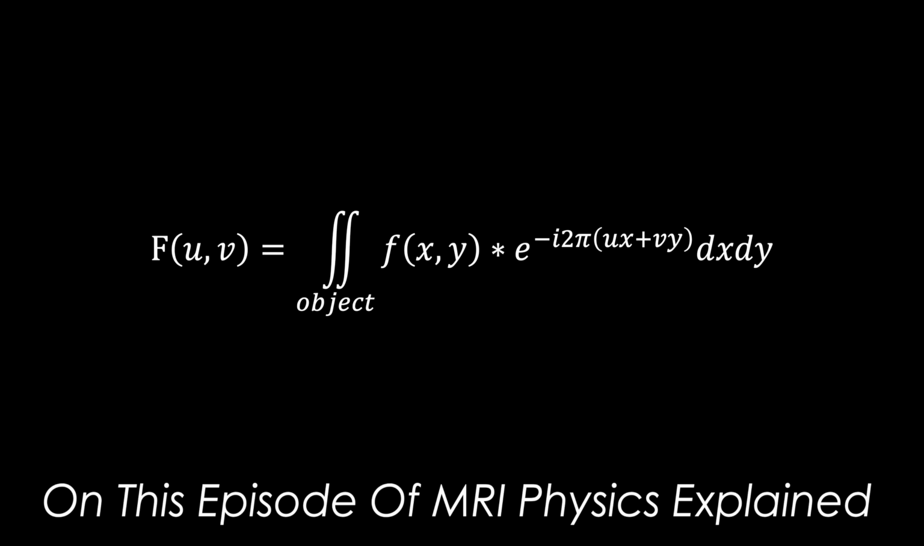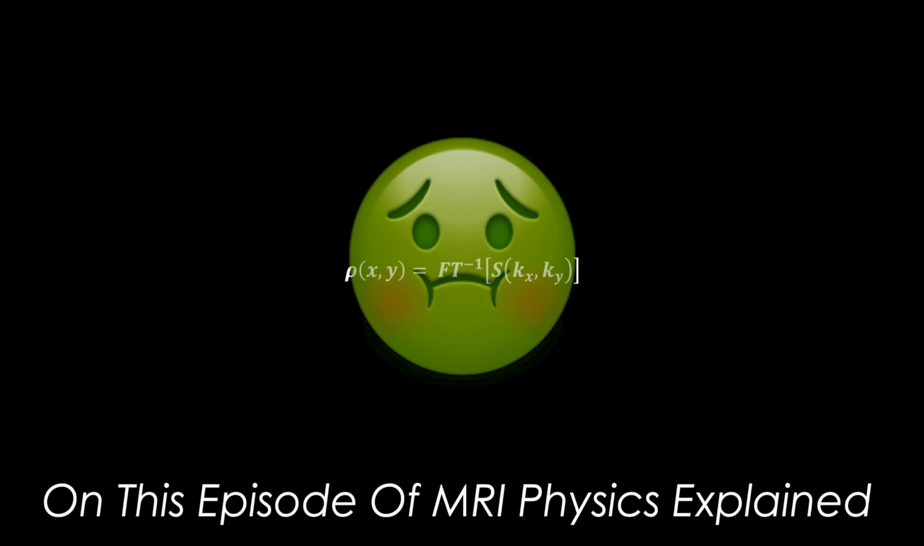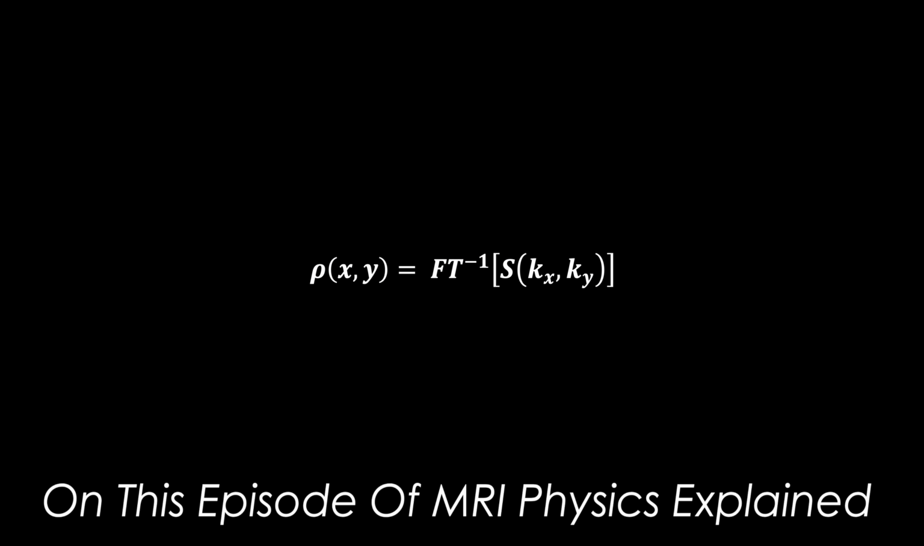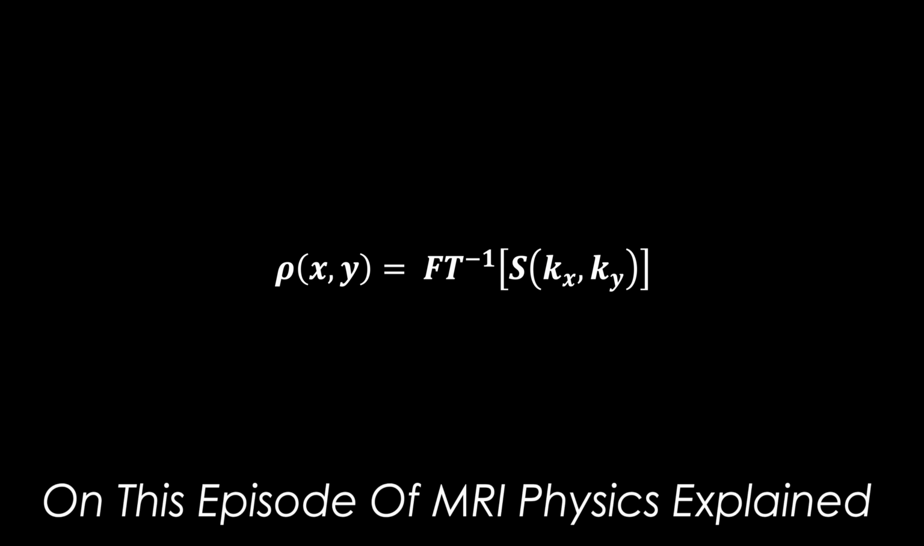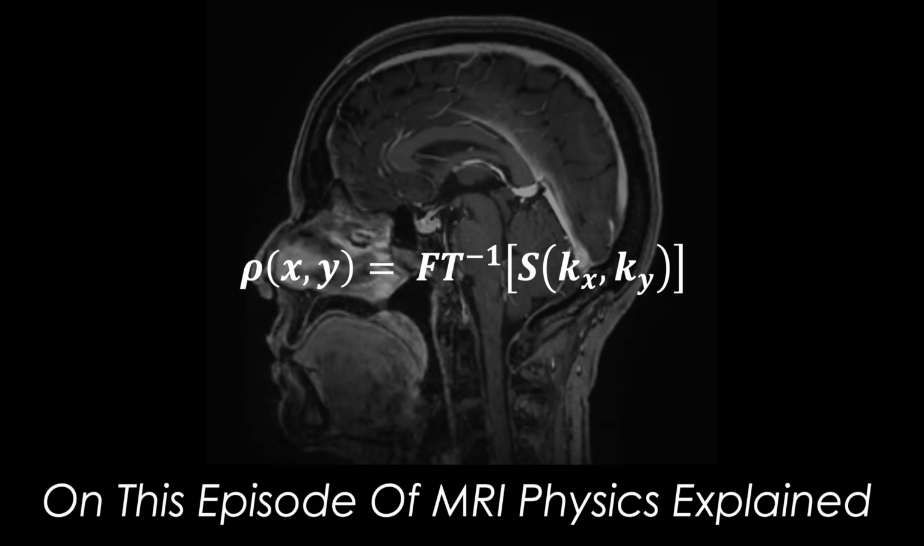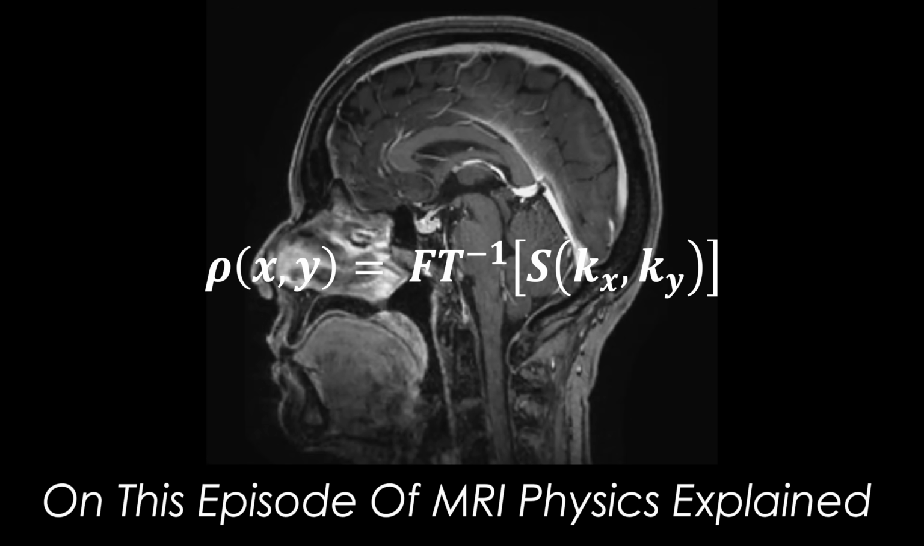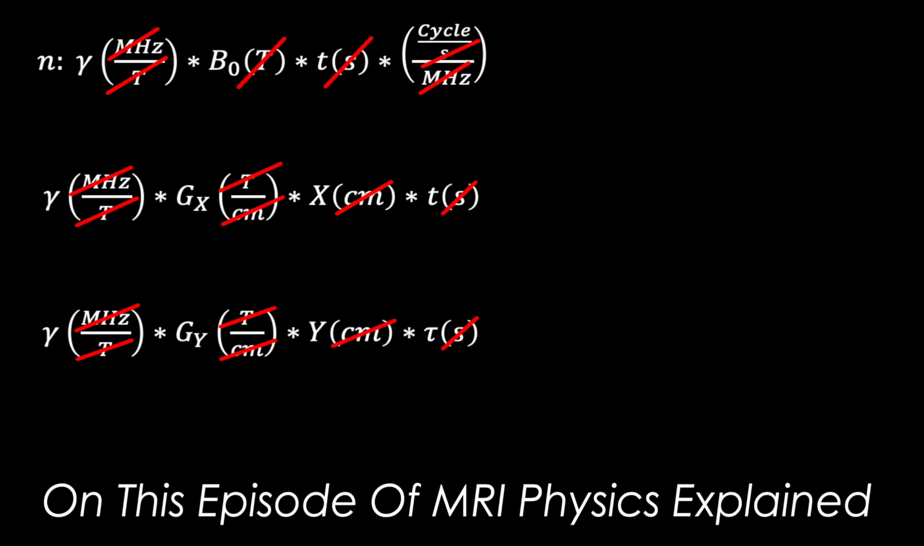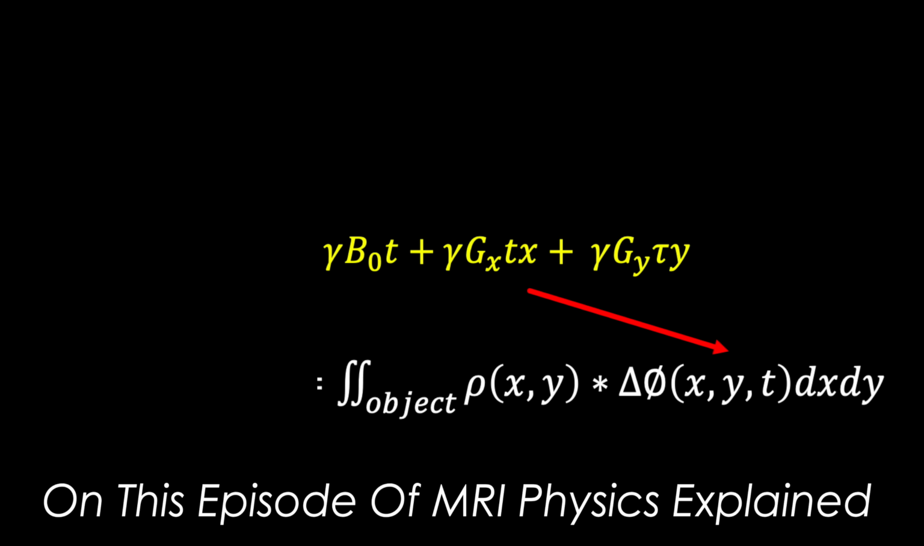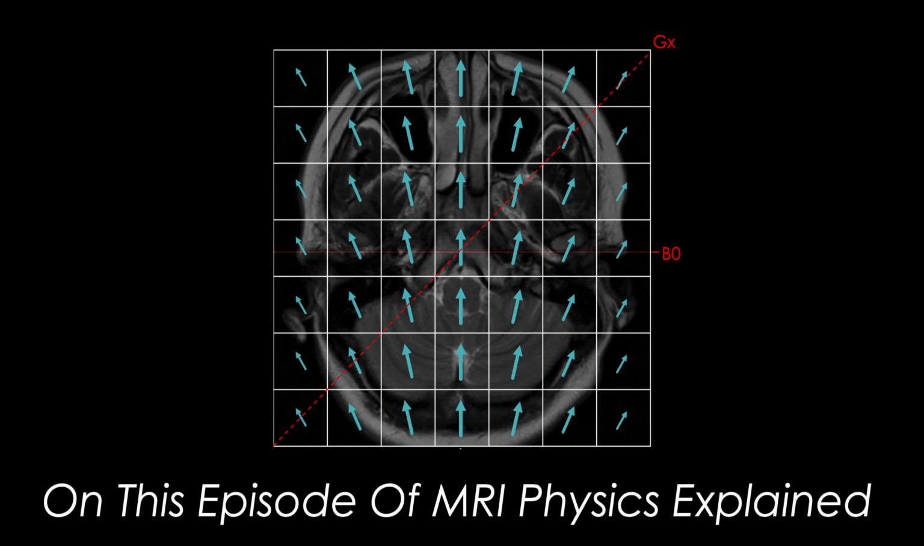On this episode of MRI Physics Explained, math. Gross. But wait, this isn't just any math. We're going to cover the most important equation in all MRI physics, the MRI Equation. I'll be honest with you, this is hideously complex, but it's so important because this is the key to understanding our next talk on K-space.